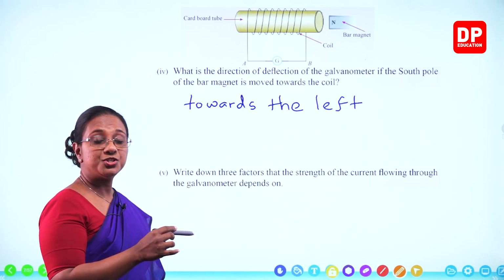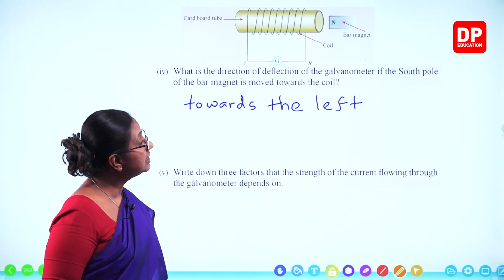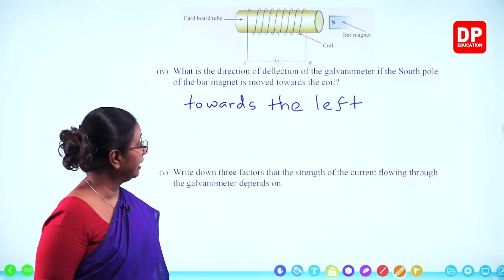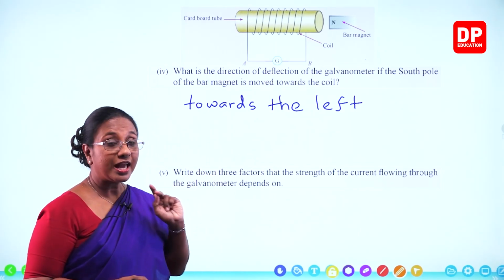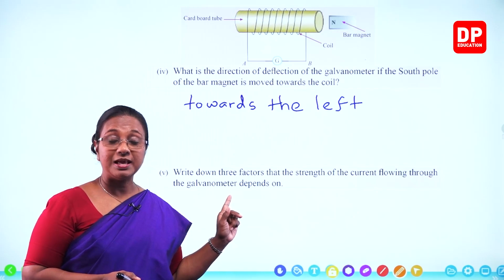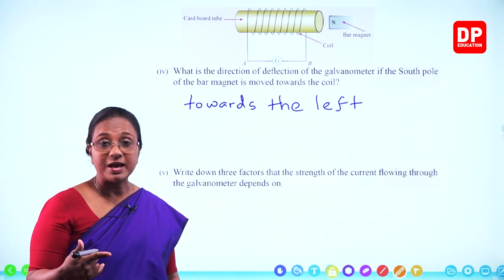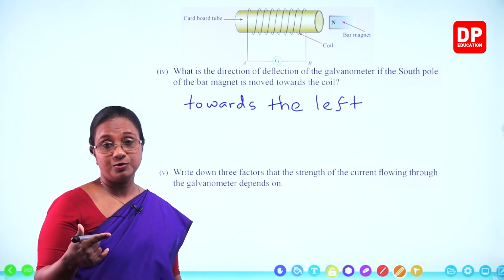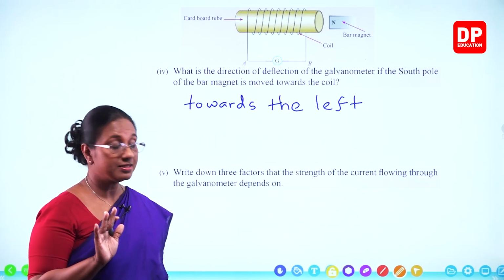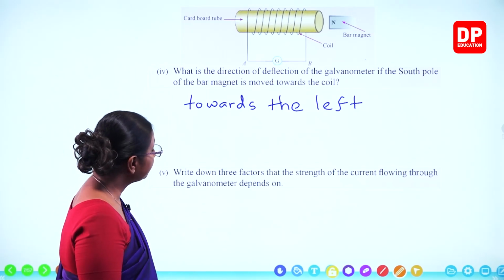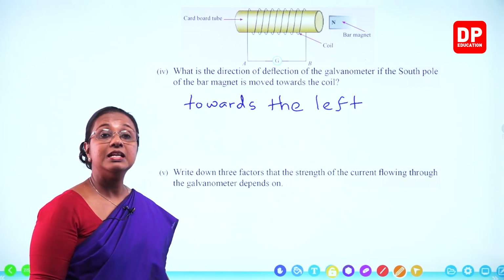So, for the last question, they changed the direction of motion. Now, here it is the direction of the magnetic field. So, both ways the direction will change. But you all can remember, I told you all this when I explained the lesson. When both are changed at the same time, the direction of the magnetic field and the direction of motion, then of course the direction of current remains the same. Write down 3 factors that the strength of the current flowing through the galvanometer depends on.